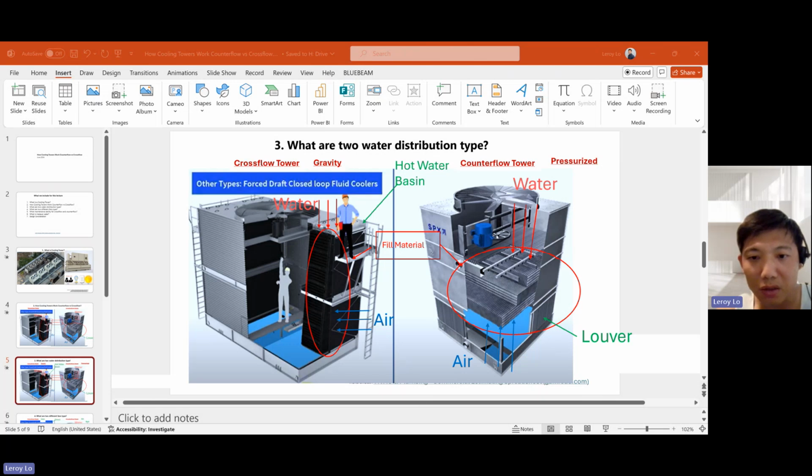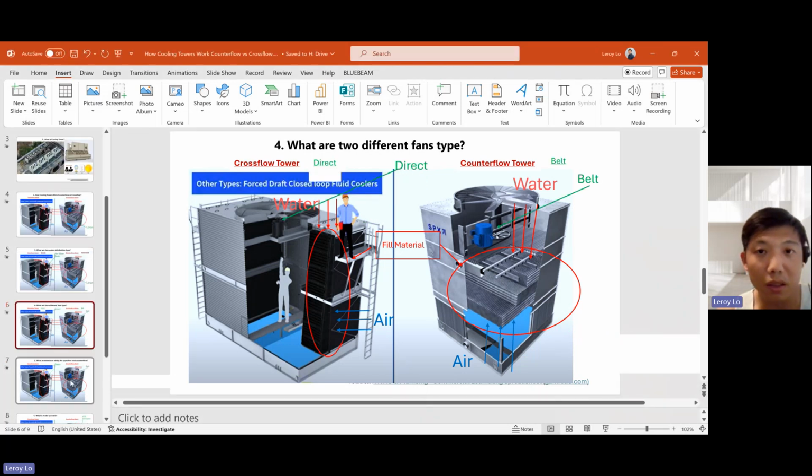So let's move on to the next one. Next, we will talk about two different types of the fan: belt type and direct type. You can see on the left of the photo, this one here is a direct type in green colors.